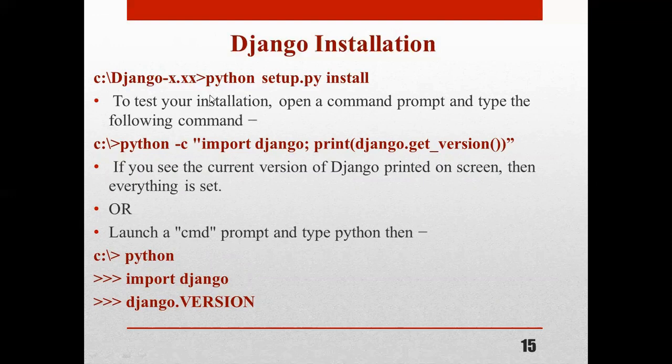After installing this, we have to test the installation, like write python -c. It will import Django and print the version of Django here. So if you see the current version of Django printed on your screen, then everything is set. Or you can launch a command prompt and type python, then write import django, then django.version. It will return the version of your Django framework. So this is the way of installing Django on the Linux platform or on the Windows platform.